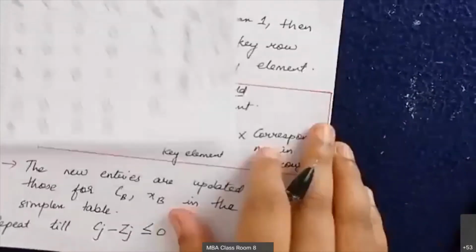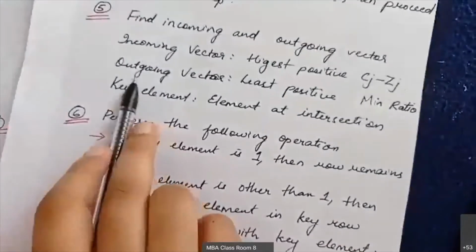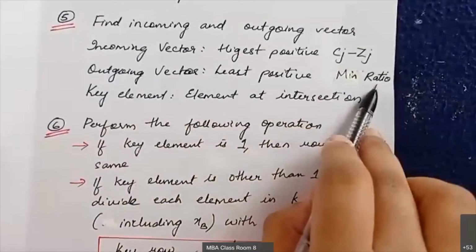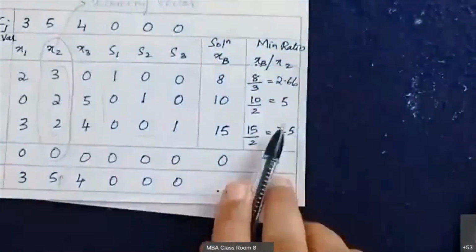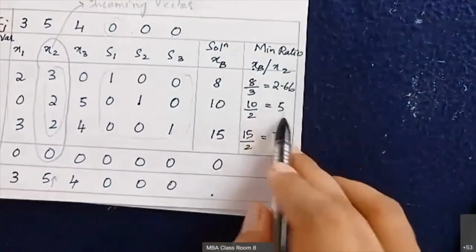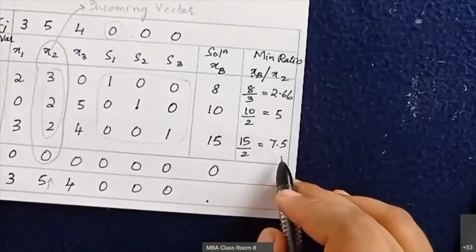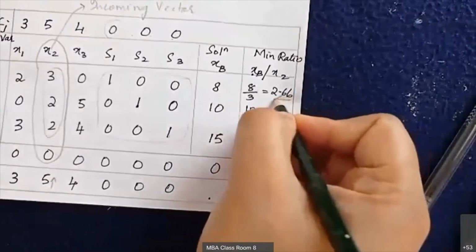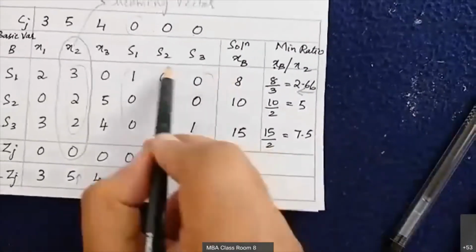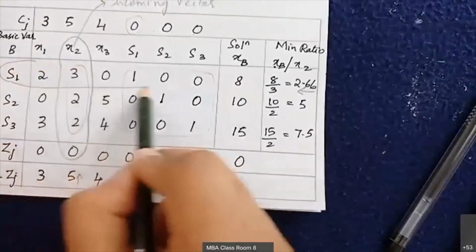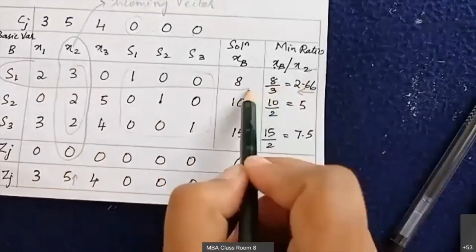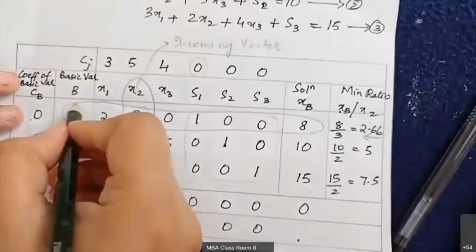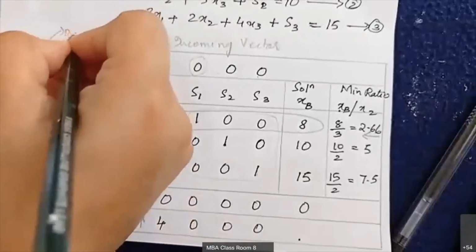Now how will we select the outgoing vector? Outgoing vector is the least positive minimum ratio. Tell me the least positive minimum ratio among 2.66, 5 or 7.5. Very good, 2.66. I'm putting an arrow at 2.66. This complete row that corresponds to 2.66 will be called the outgoing vector. So S2 is going to be the outgoing vector.